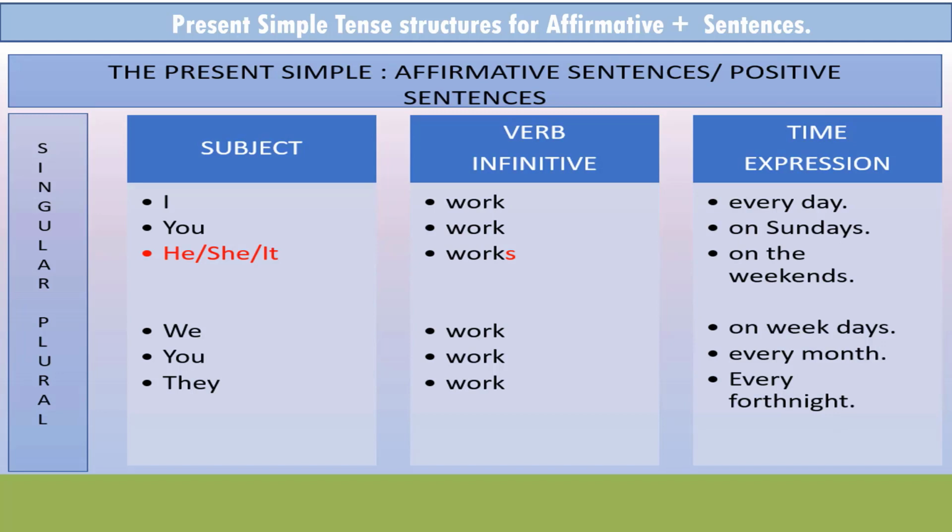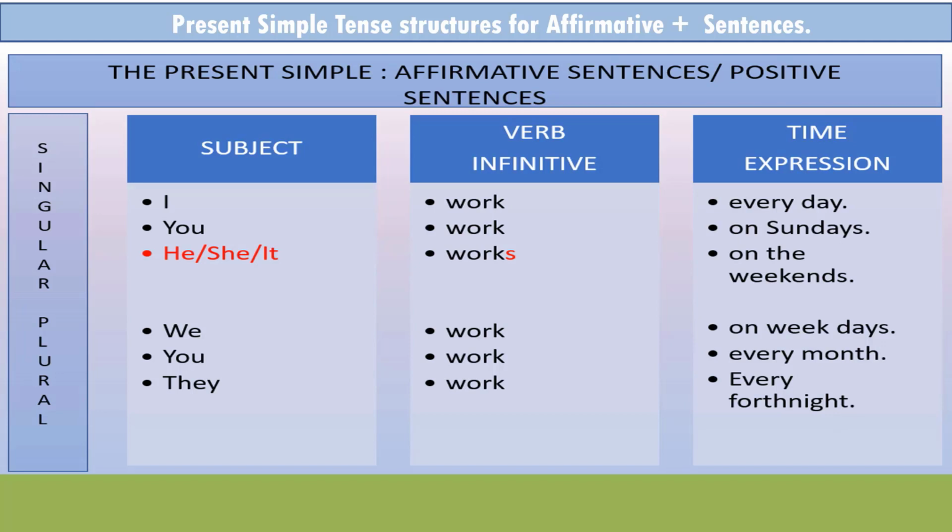Okay, and then in the next table we've got the main verb, and then we've got the time expression. The time expression is important, especially when we are looking at the present simple tense. It shows there's a regular action going on and the pattern in which the action is going on. Okay, so if we go back to the subject, in the singular we've got I, you, and then in red we've got he, she and it.